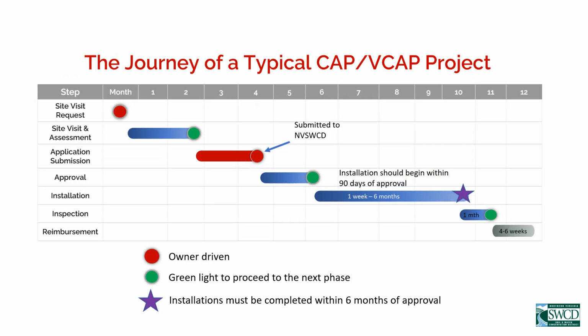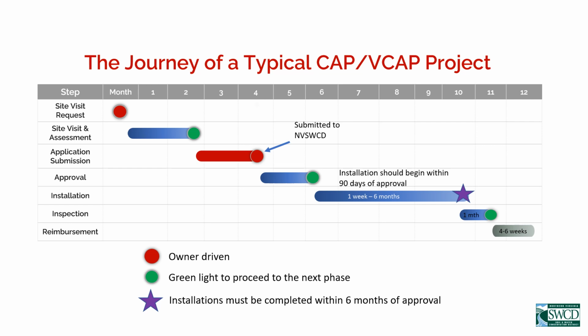Here we're going to go over a typical timeline for a project. There are quite a few variables in the timeline, but just wanted to give you all an idea of how the process works and the time to expect for the various steps. So it starts with the site visit form submission by the owner, and that triggers us to review the form and schedule a site visit. That can take 1 to 2 months to get that in place.